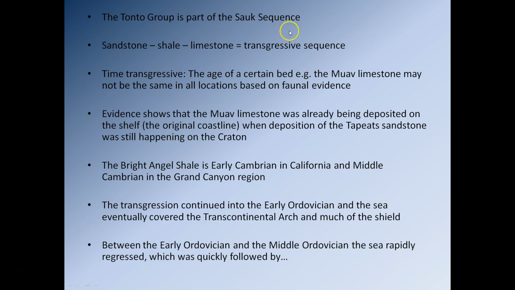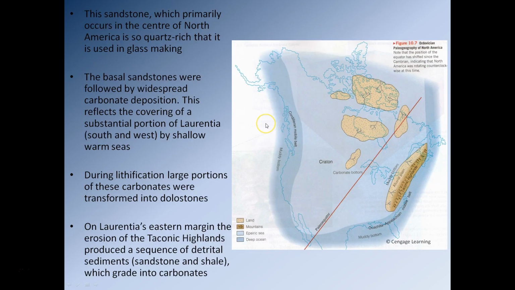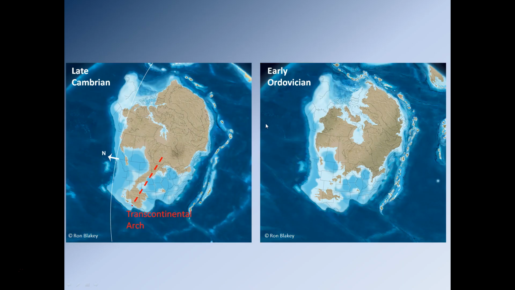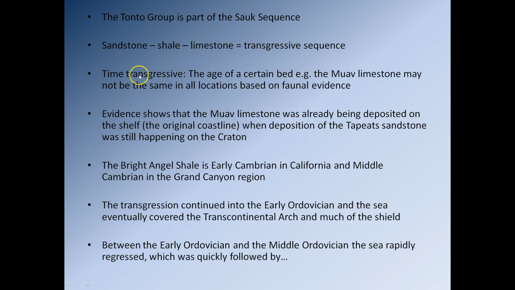The Tonto group is part of the Sauk sequence. If we go back to the diagram here, we are going to be down in this area here. That's where the Tonto group is going to be forming. As the water depth gets higher and higher, this area is initially dominated by sandy sediments, then it gets covered over by muddy sediments, then eventually by carbonate sediments. So this sandstone, shale, limestone transgressive sequence tells us the water depth is increasing. And the sequence itself is time transgressive.